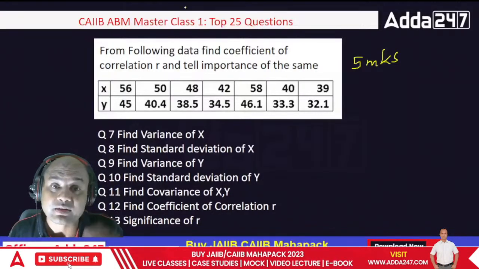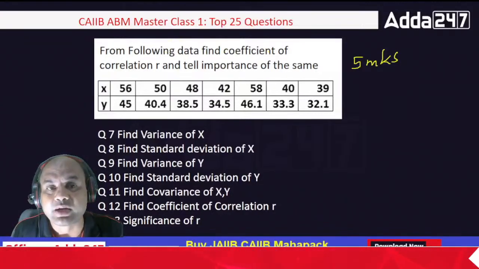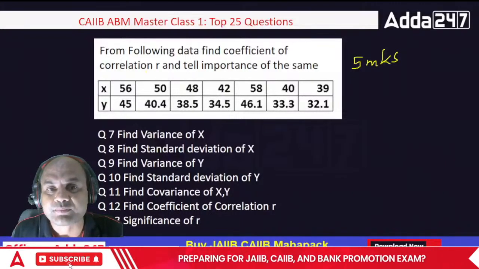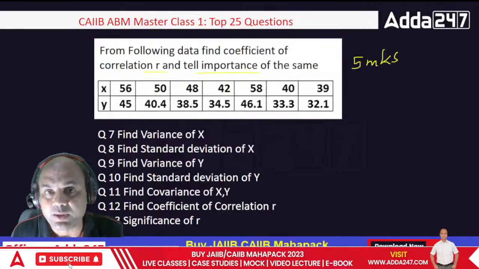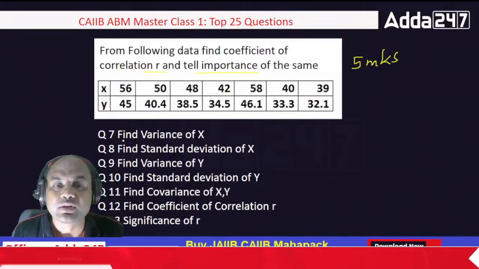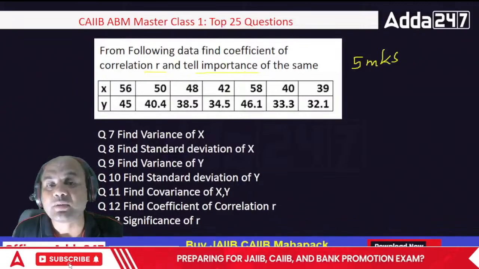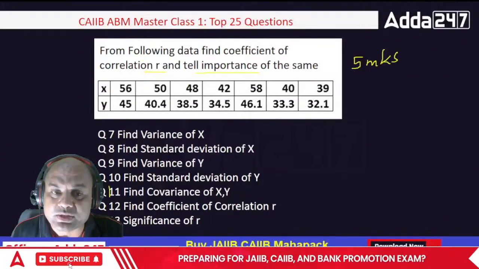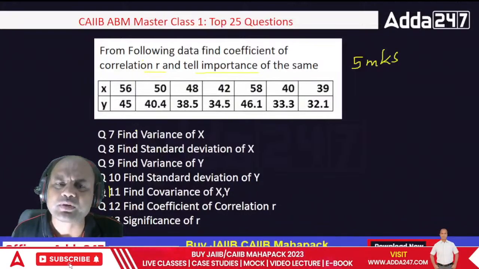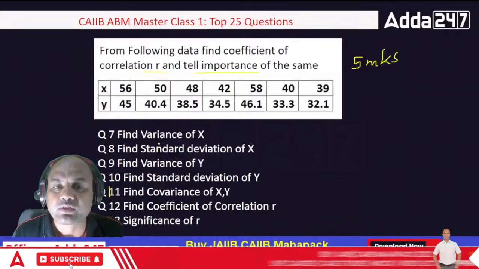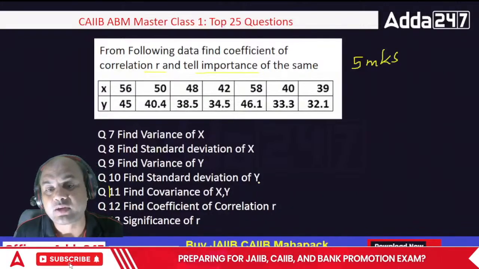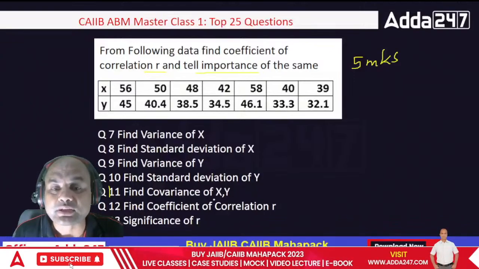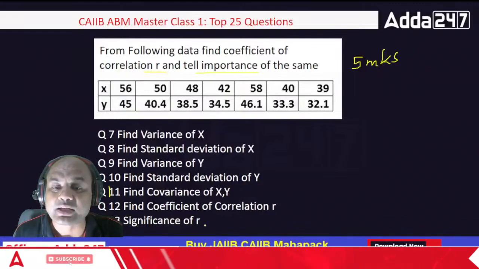Now what is the case study over here? From the following data, find the coefficient of correlation R and tell the importance of the same. Importance also we have to tell. So what are the questions? Look at this. Find the variance of X, the standard deviation of X, the variance of Y, the standard deviation of Y, the covariance of XY, the coefficient of correlation R, and write the significance of R. In the exam you will get 5 questions out of these.